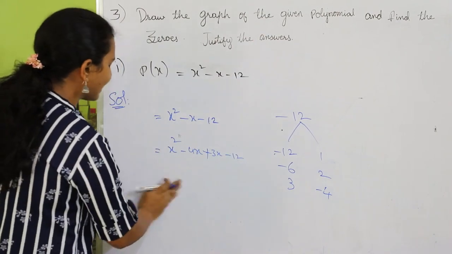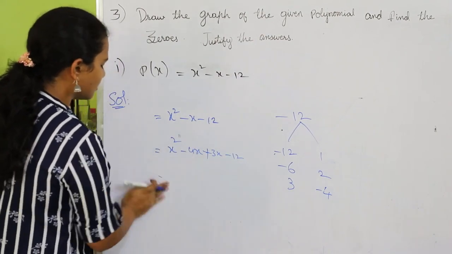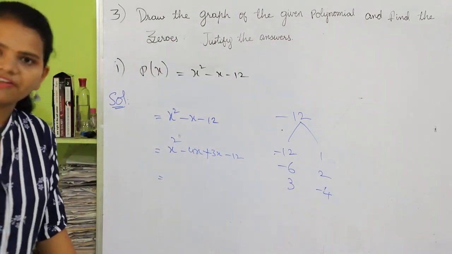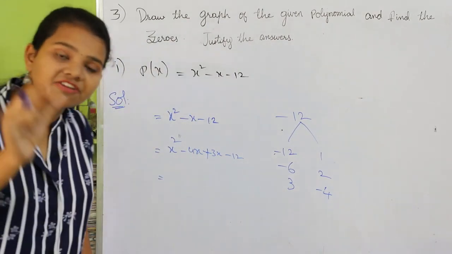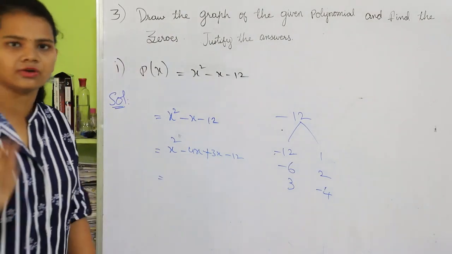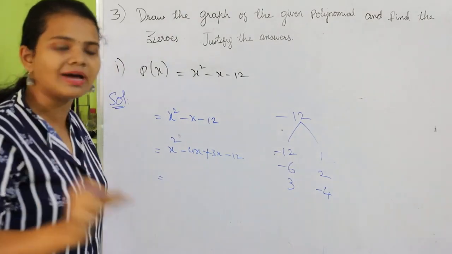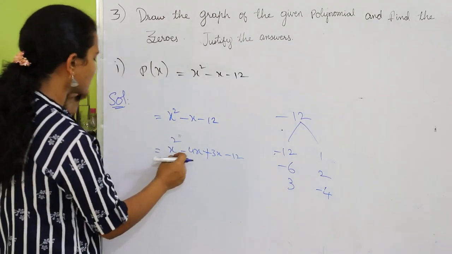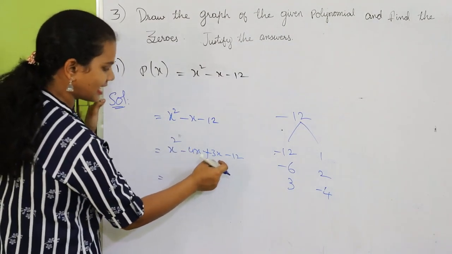So now what you do guys, take x as common. Try to simplify this equation, which means we need to find the x value. We need the x value now. Just think of minus 4x plus 3x minus 12.